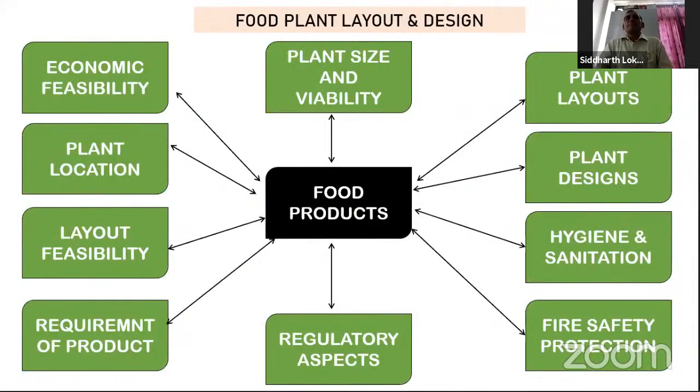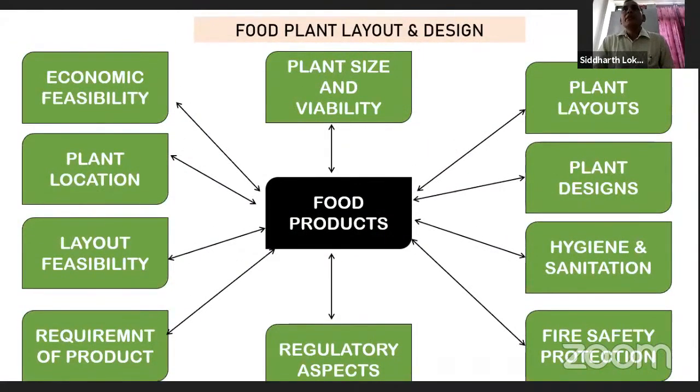Another is plant layout and design. It is a very close aspect of each and every food professional. The thing that comes to our mind is plant layout and design, not only on the drawing sheet; you keep that knowledge so that you can convert it into a plant, design your own plant or design your own equipment also.